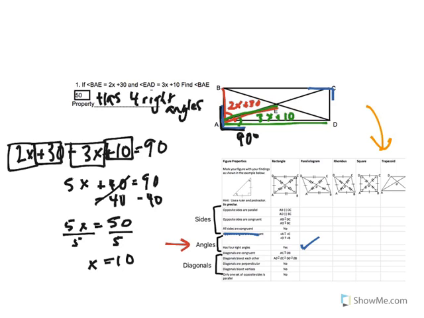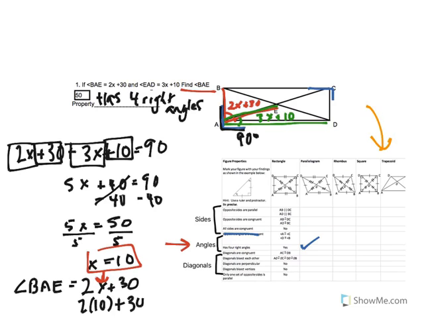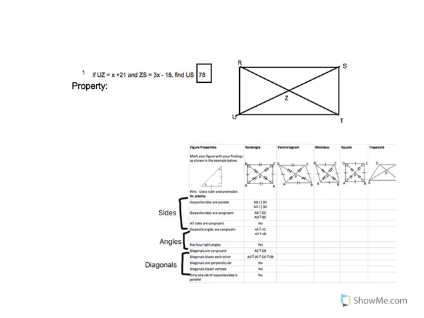Am I finished? No, I need to find angle BAE. The measure of angle BAE is 2x plus 30. So now I substitute this value of x into the equation right here. And I get 2 times 10 plus 30. 2 times 10 is 20 plus 30 equals 50. Angle BAE equals 50 degrees. And that's the first one. Let's do the second problem.